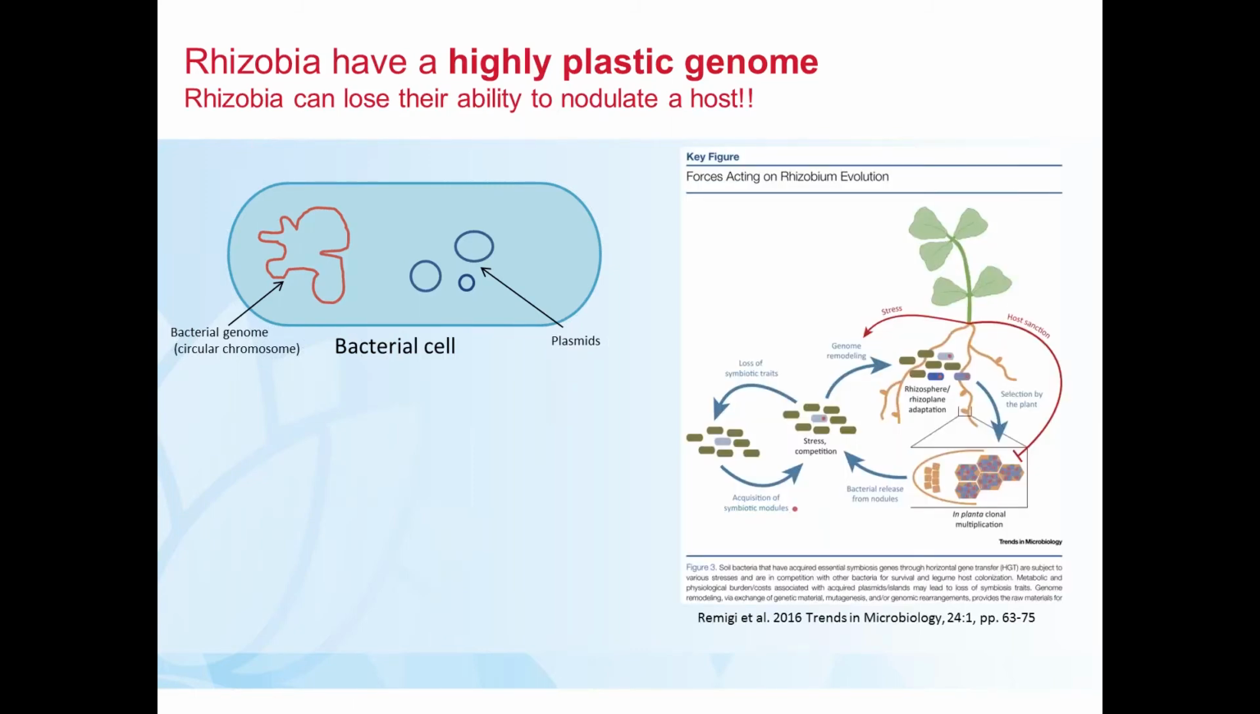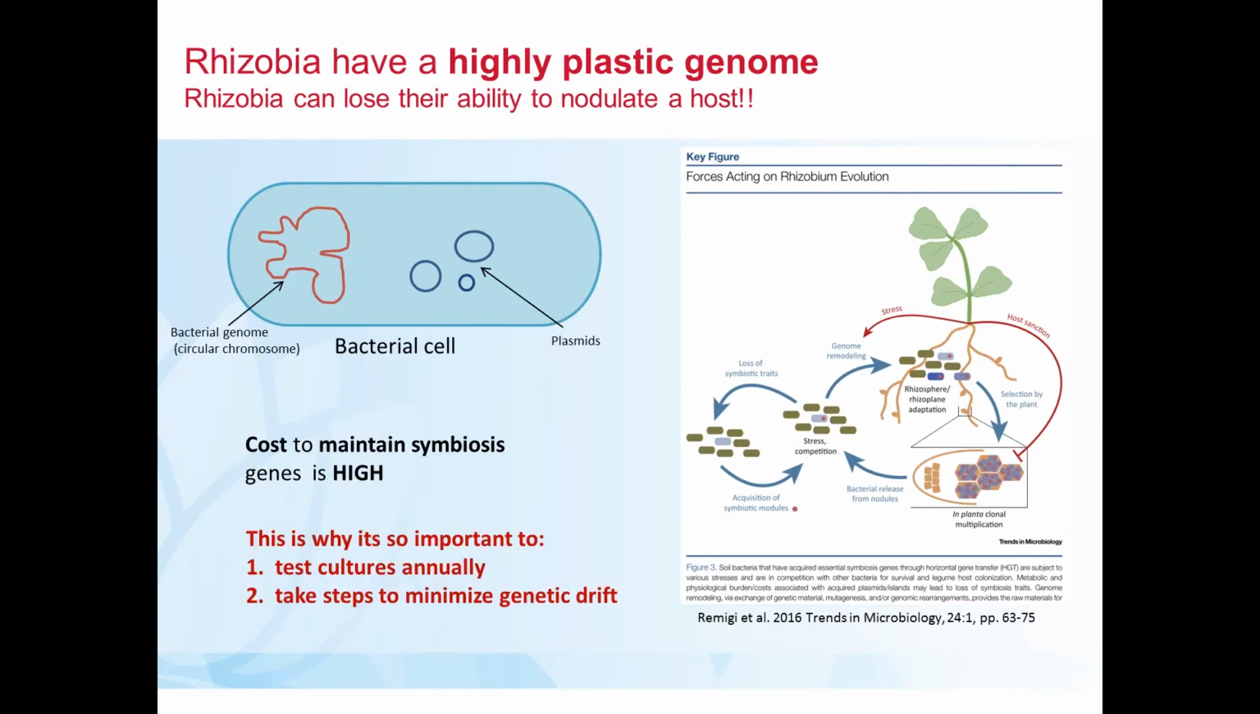Some of the forces acting on rhizobial evolution when they're out in the field include stress and competition. When an elite rhizobial strain is in the soil, it's competing with the whole soil microbial community. It's competing for space and resources. When the rhizobia is free living in the soil, it's living as a saprotroph. So the genes that it contains to nodulate a host are expensive to maintain. The costs to maintain the symbiosis genes are high, which means that they're more likely to lose these genes.